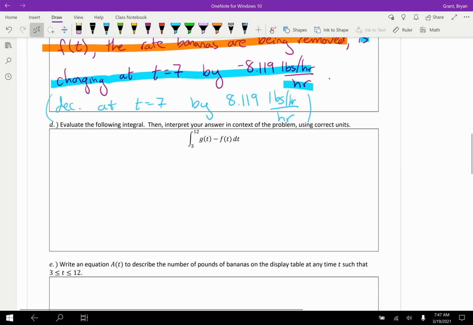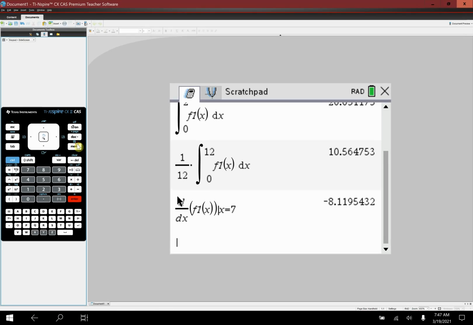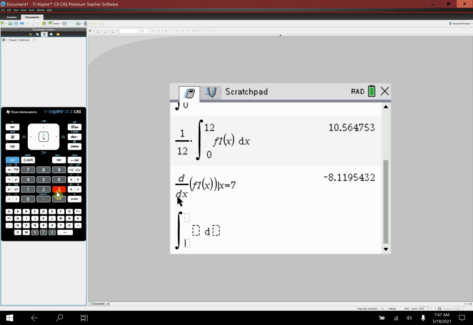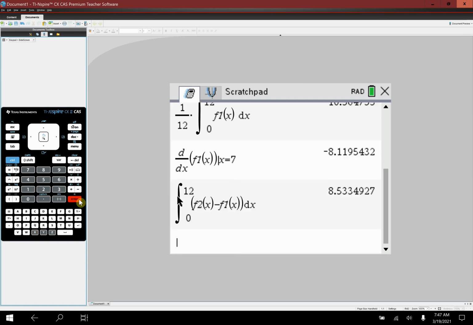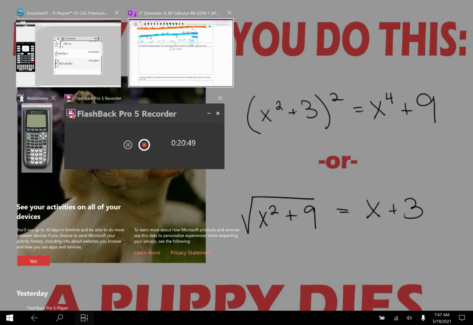All right. Evaluate the following integral, then interpret your answer in context of the problem. They wanted us to do g of t minus f of t. Okay, I can do that. So we have the integral from 0 to 12, and they wanted us to do f2 of x, that's where my g of t is hiding, minus f1 of x. There we go. dx. Perfect. 8.533.